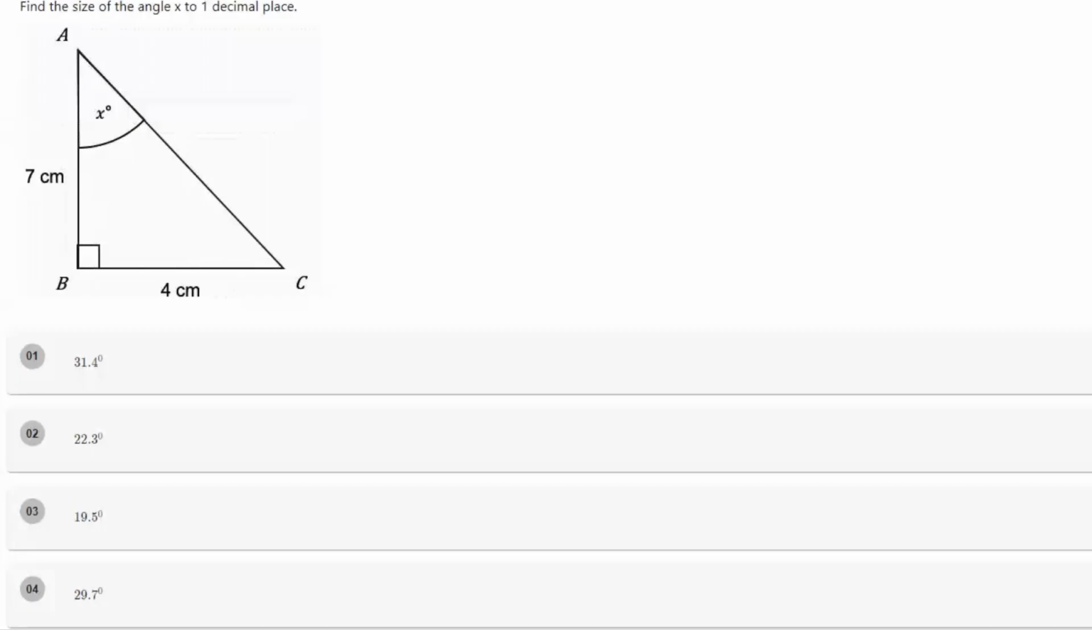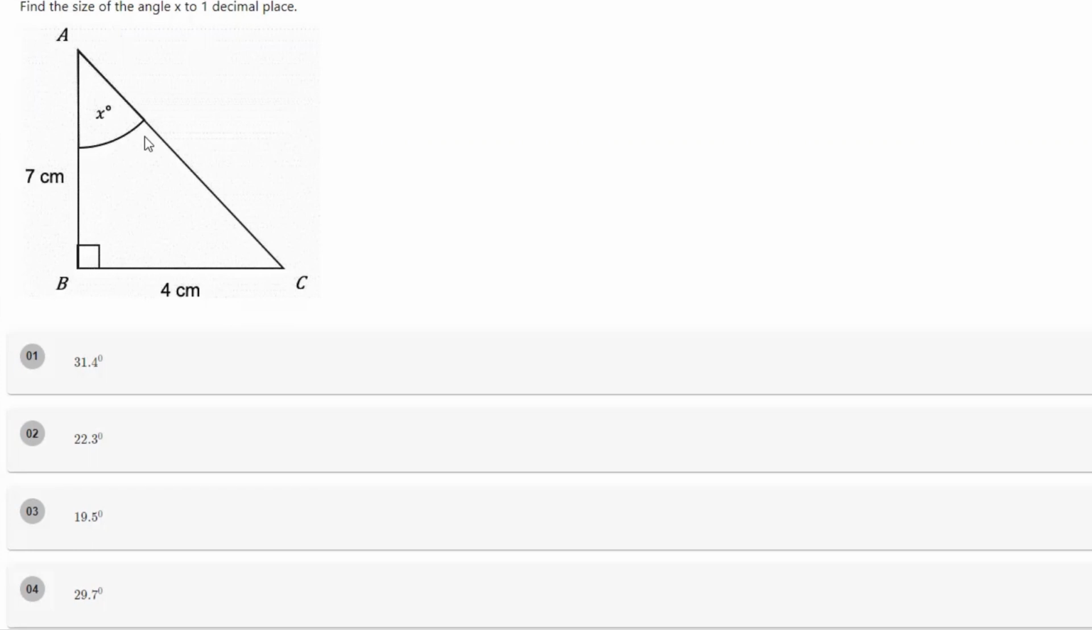The second type of question that we can come across when dealing with our trigonometric ratios is, instead of finding a length, we might be asked to find an angle. So let's look at this question over here to see how we can go about doing that. So the question here tells us, find the size of the angle x to 1 decimal place. So this is the angle x here.